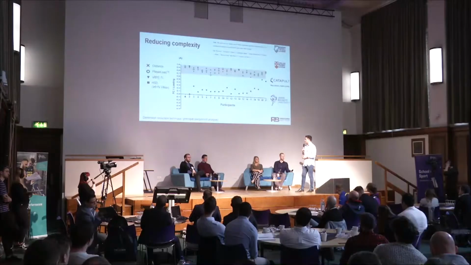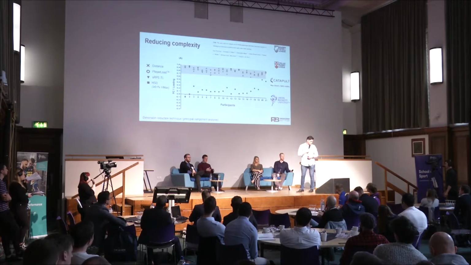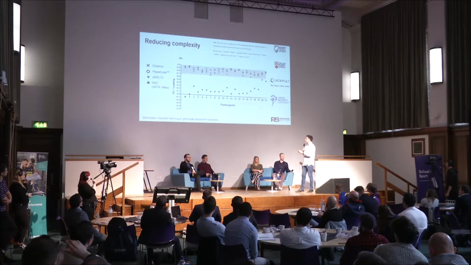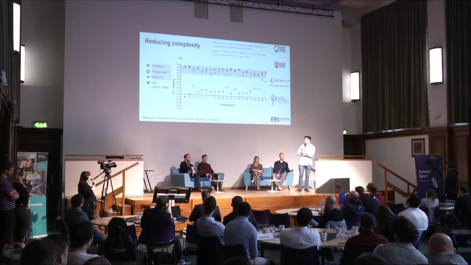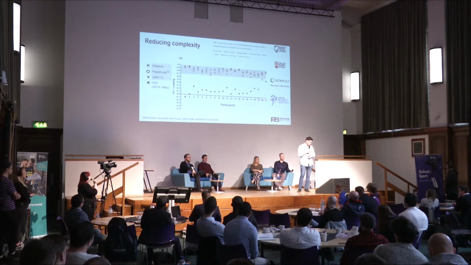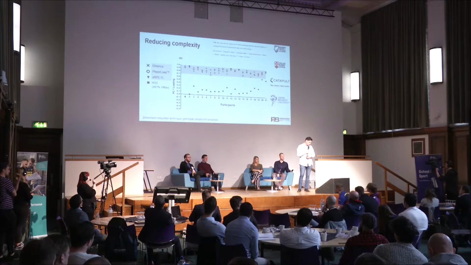We can use different dimension reduction techniques. Dimension is essentially just a variable, so as the variables go up, the dimension goes up. This is from 40 skills training sessions in rugby union. We used a statistical technique, or rather a machine learning technique, called principal component analysis at an individual level. There are 21 participants there, so there are 21 models. If a variable is in the shaded area, it means those variables are telling you the same thing. So distance, player load and session RPE training load for our data set were telling us the same thing. That's an example of how we can reduce from four variables to two: distance, player load, session RPE training load, and high speed distance.